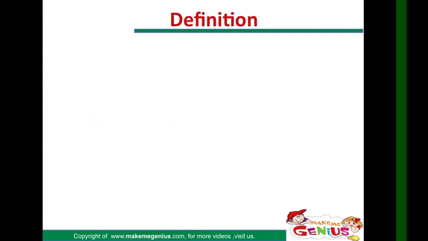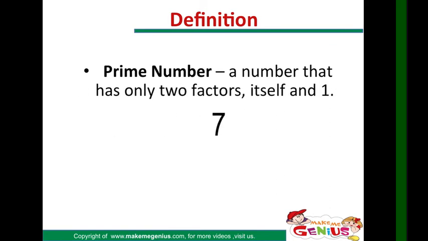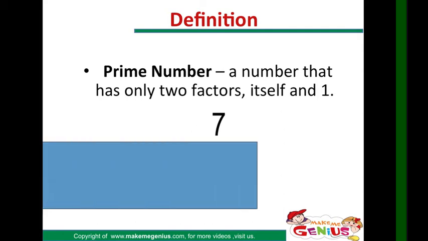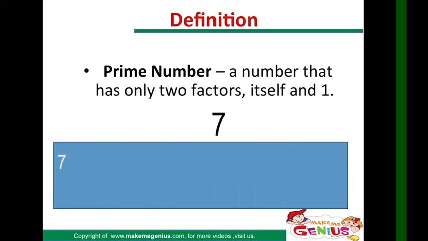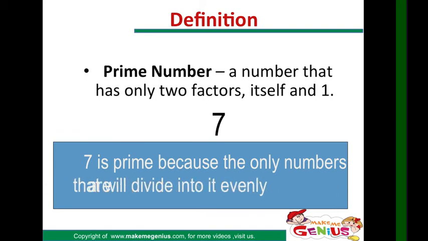Okay. Now, bakit kailangan nating intindihin yung factor? Kasi mahalaga ang factor sa tinatawag nating prime number and composite number. Start natin sa prime number. Sa prime number, a number that has only two factors, itself and 1. So, masasabi natin na yung number ay prime kapag yung factors niya ay dalawa lang. Yung sarili niya at yung 1.